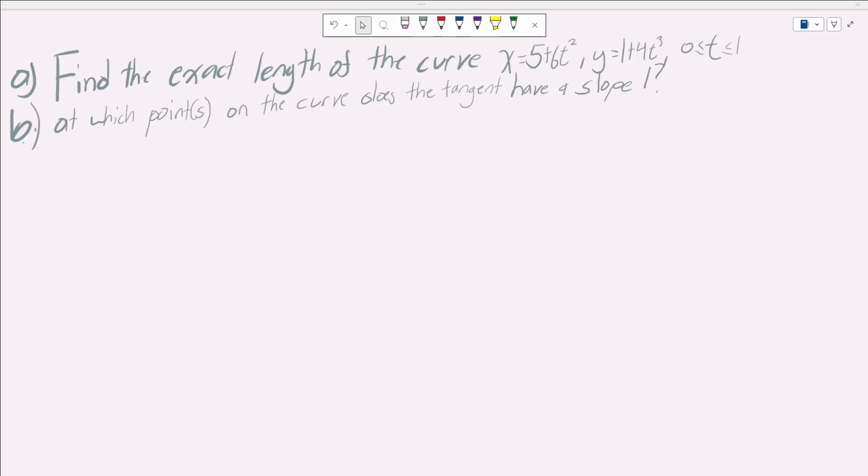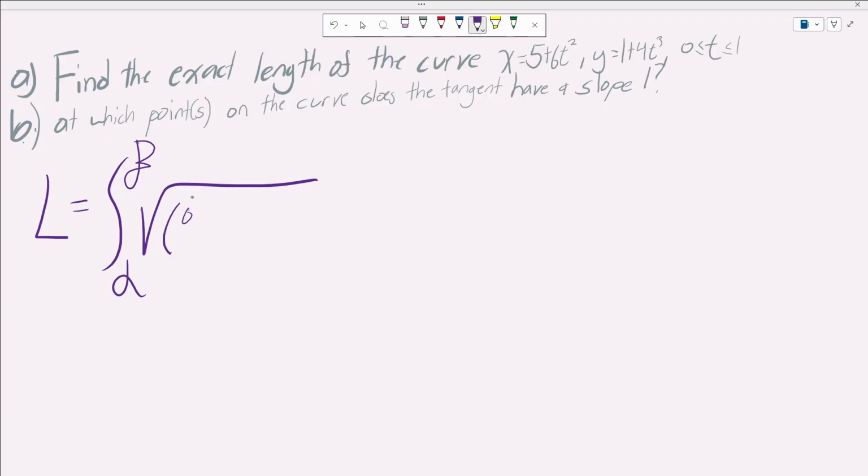Find the exact length of the curve x is equal to 5 plus 6t squared, y is equal to 1 plus 4t cubed, where t goes from 0 to 1, and at which points on the curve does the tangent have a slope 1. So the arc length for our parametric curves goes from alpha to beta of the square root of our first function x, the derivative of that with respect to t squared, plus the derivative of our second function y with respect to t squared as well, dt.